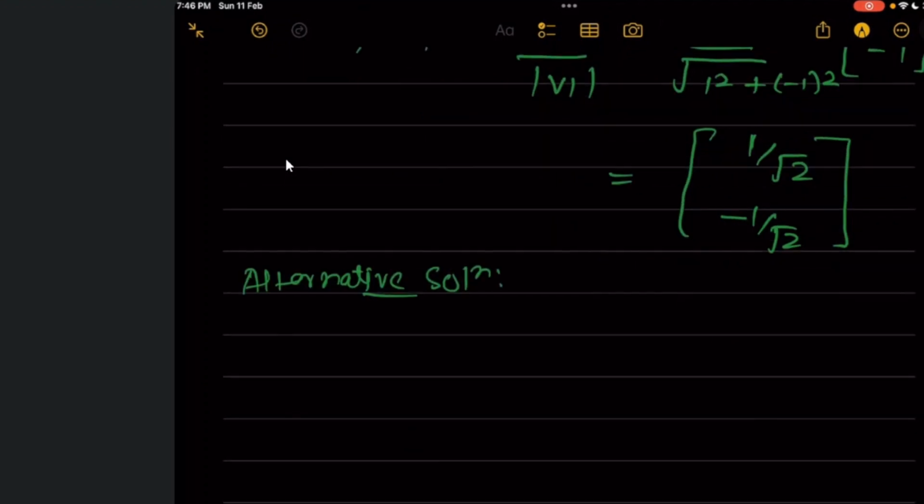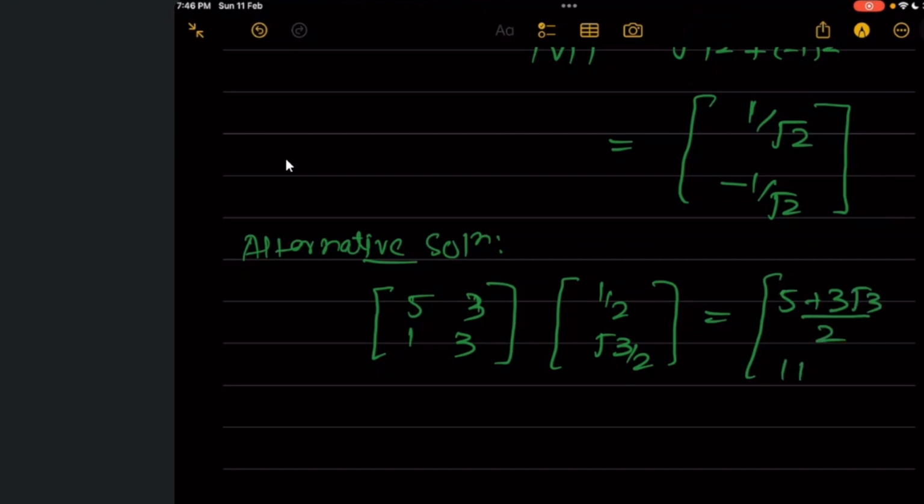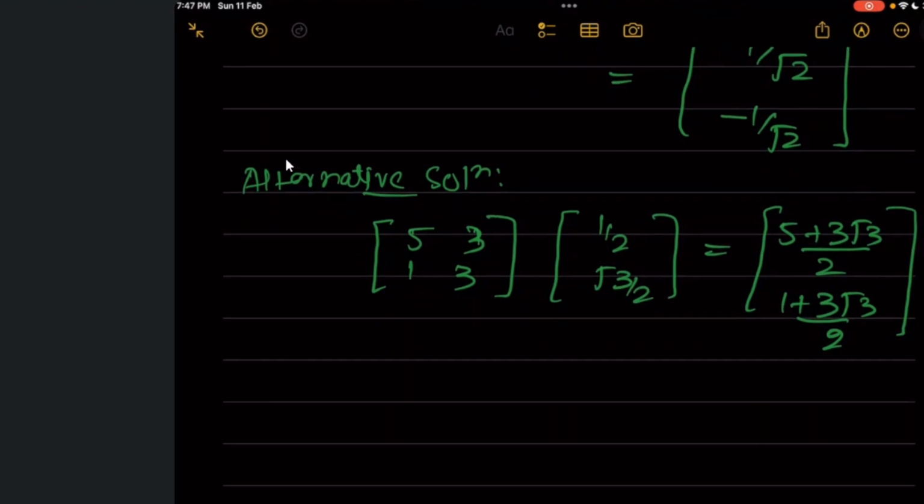What we can do is, we have this matrix 5 1 5 3 1 3, and we will multiply it with 1 by 2 and root 3 by 2, which is the first option, and it is coming out to be 5 plus 3 root 3 by 2 and 1 plus 3 root 3 by 2, right? So it is not a scalar multiple of this vector, so this is not a normalized eigenvector.